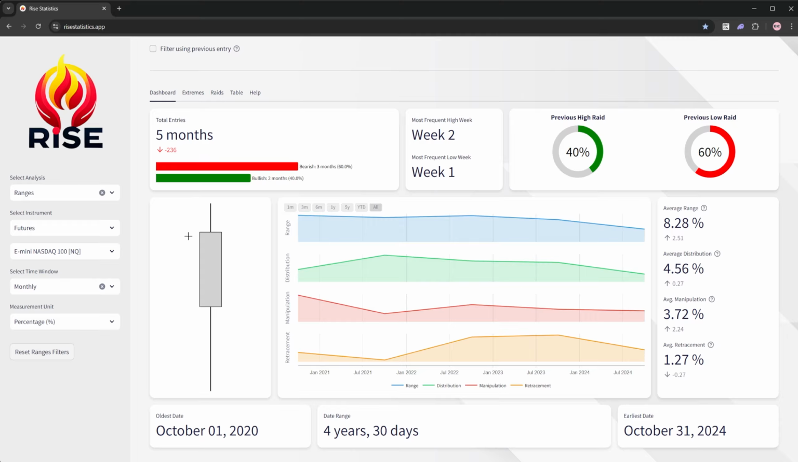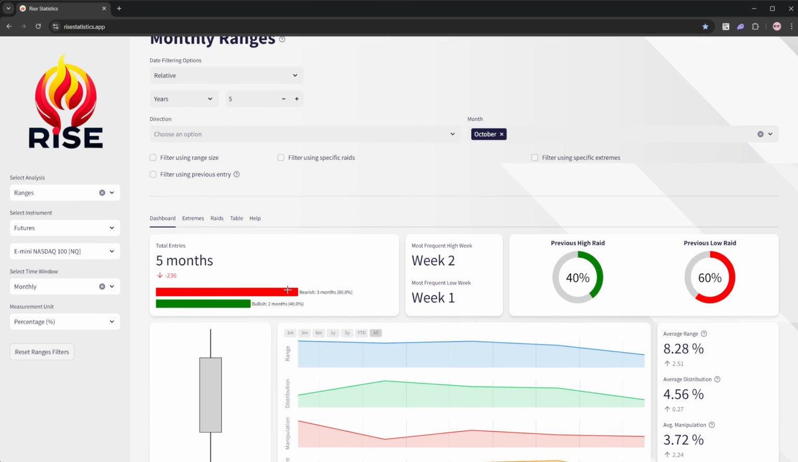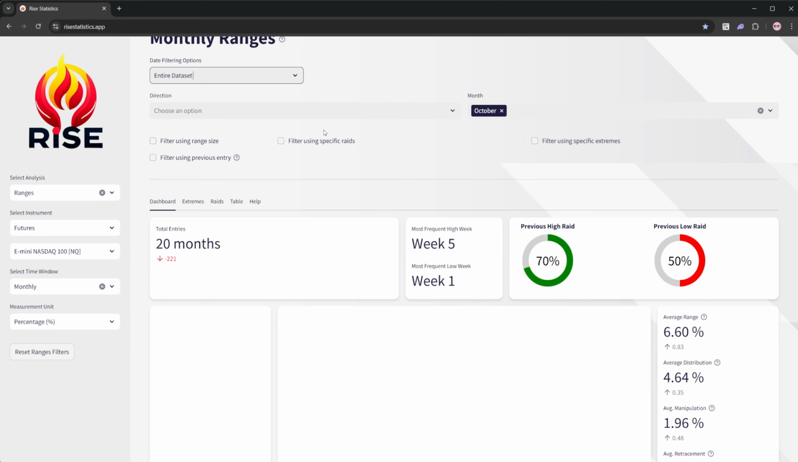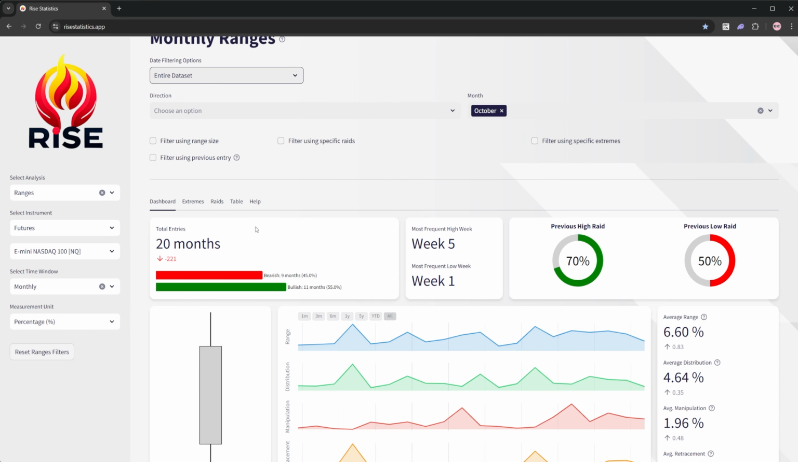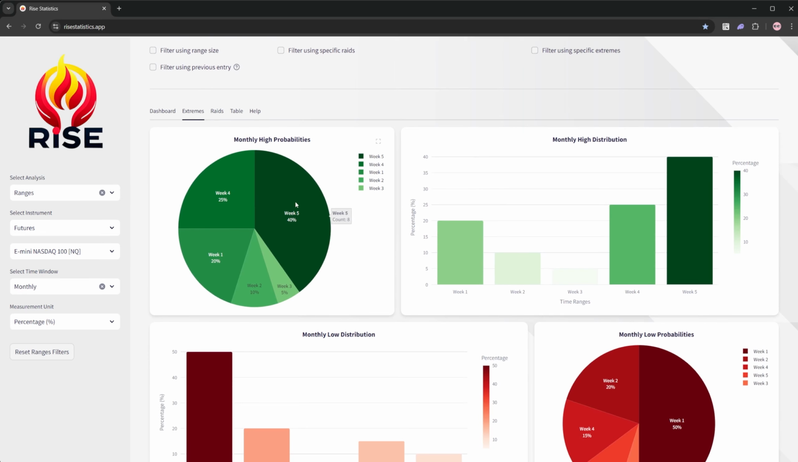But as we can see from the displayed candle here, we tend to see a much bigger manipulation. So will we see some downwards movement? We also tend to see more bearish months in October, but that is not what I'm personally looking for. Overall, October being very bullish.